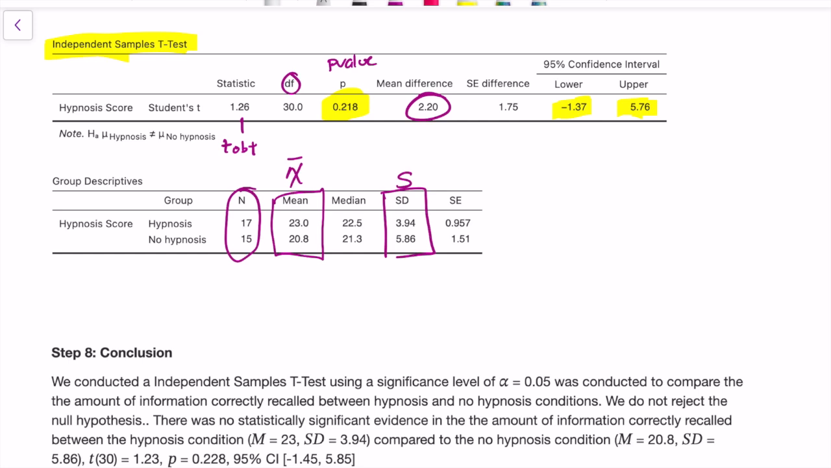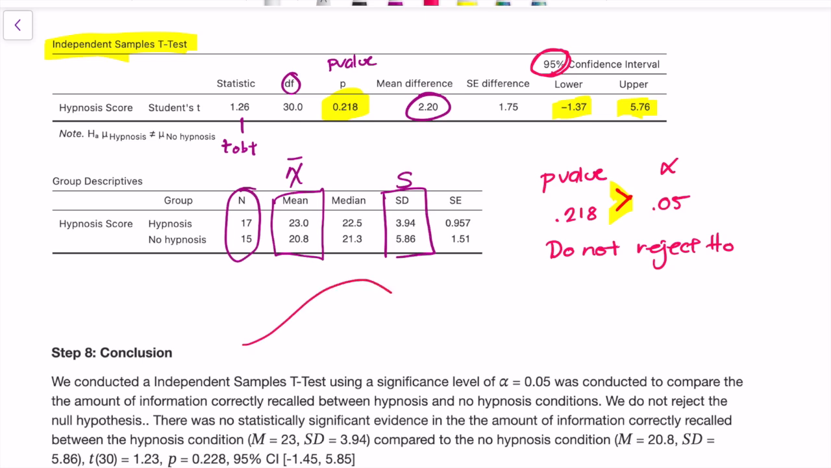Normally what we do is we compare our p-value to our alpha. So alpha was 0.05. We also need to make sure that when the alpha is 0.05, this should be 95. If it was 90, then the alpha would be 0.1 and so on. There's a relationship there. If our p-value is greater than our alpha, which it is here, we do not reject the null hypothesis. We are doing a two-tailed test.